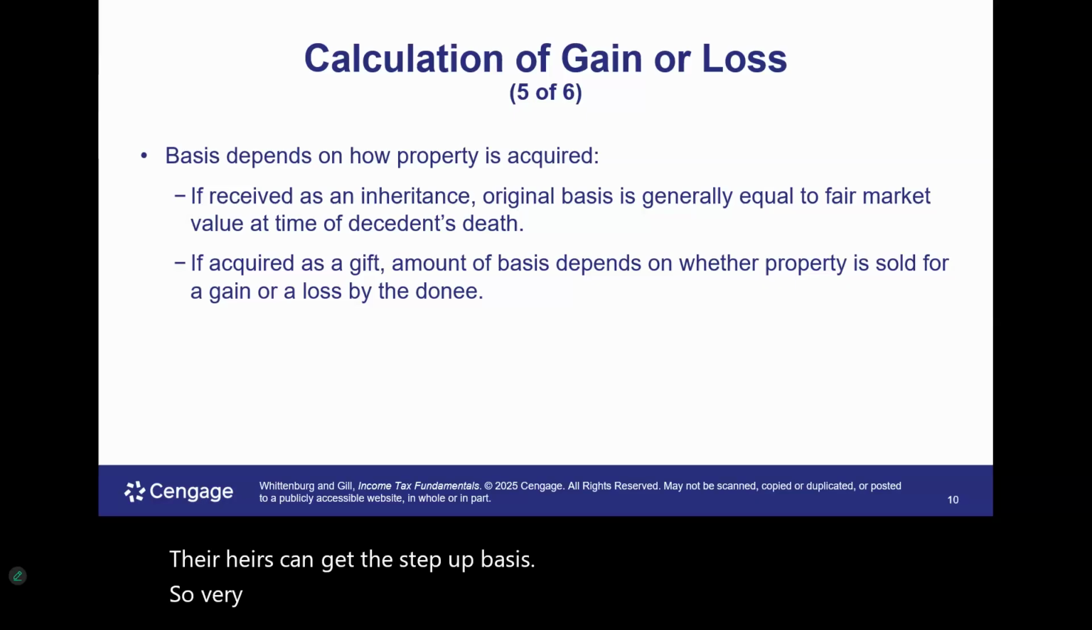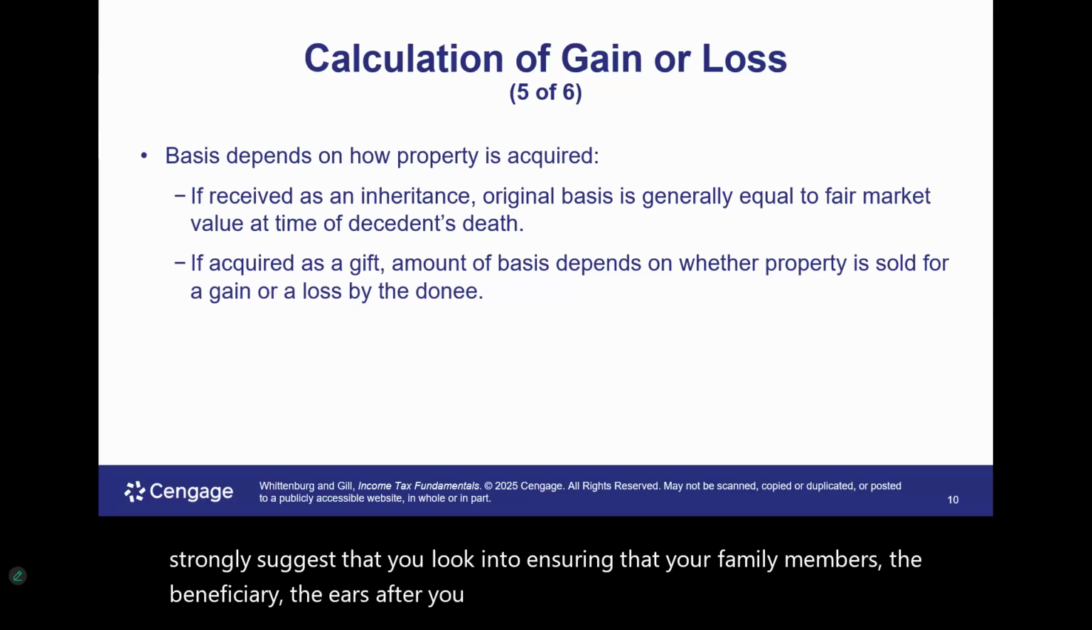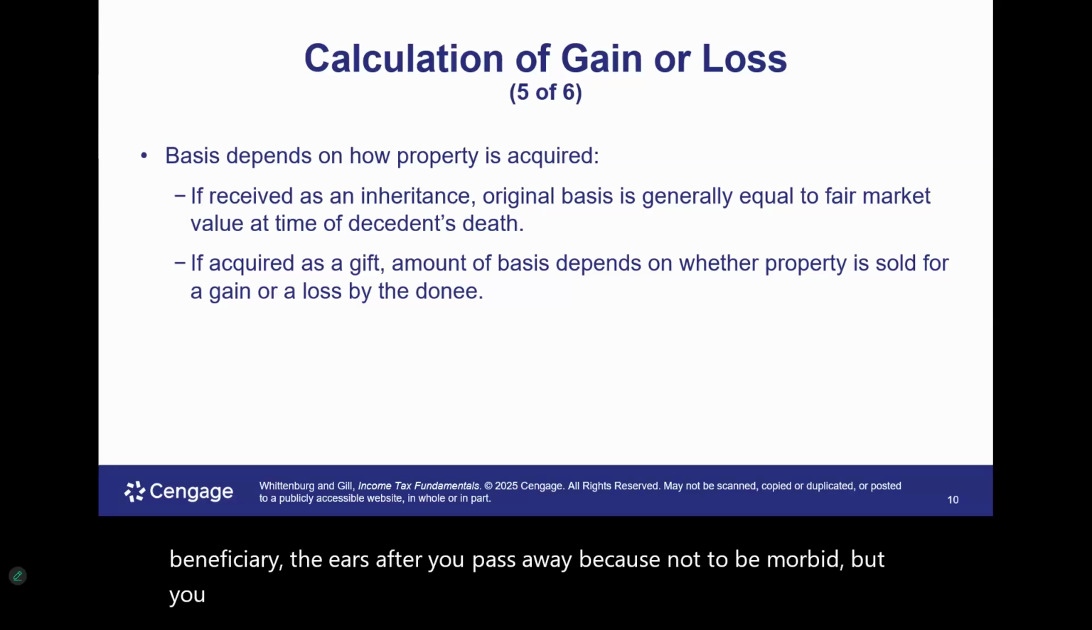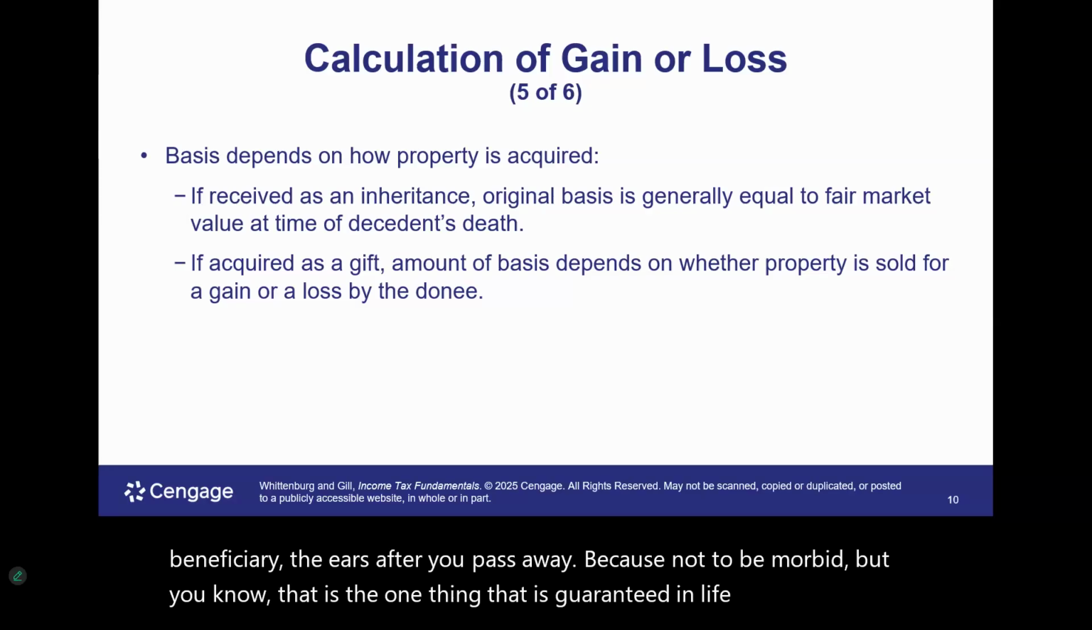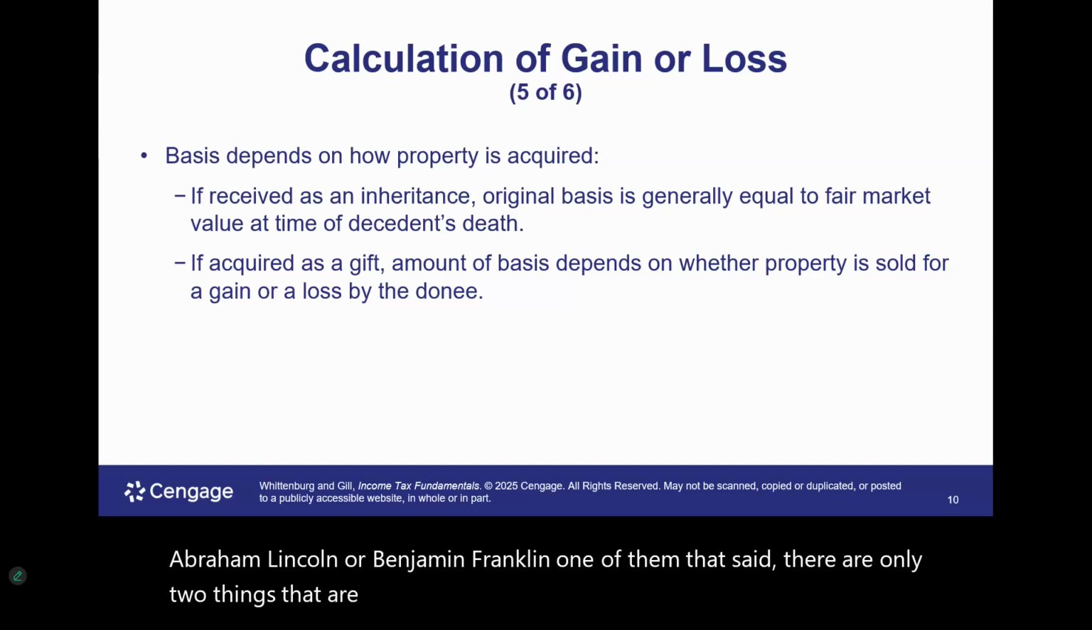So for those of you that have property, I would strongly, strongly suggest that you look into ensuring that your family members, the beneficiaries, the heirs after you pass away, because, not to be morbid, but that is the one thing that is guaranteed in life. I believe it was Abraham Lincoln or Benjamin Franklin, one of them, that said there are only two things that are guaranteed in life: death and taxes. Okay. And we're learning about both right now.